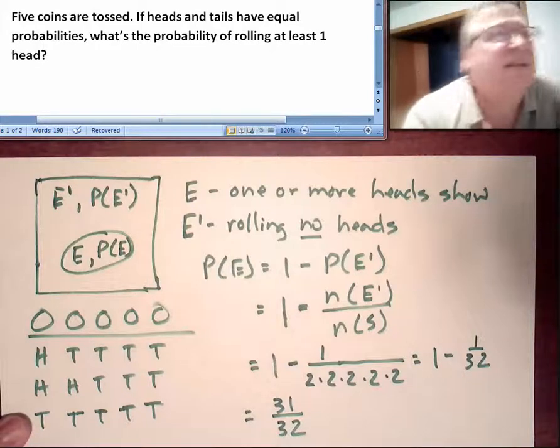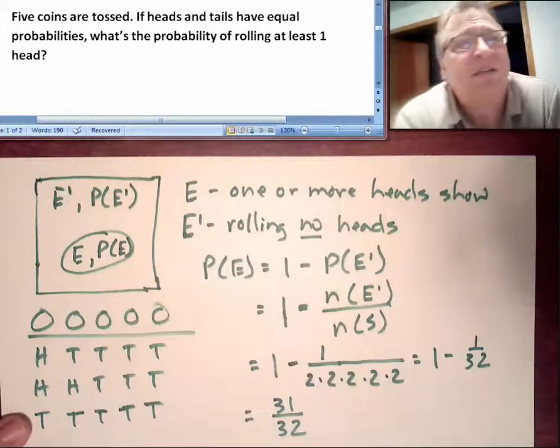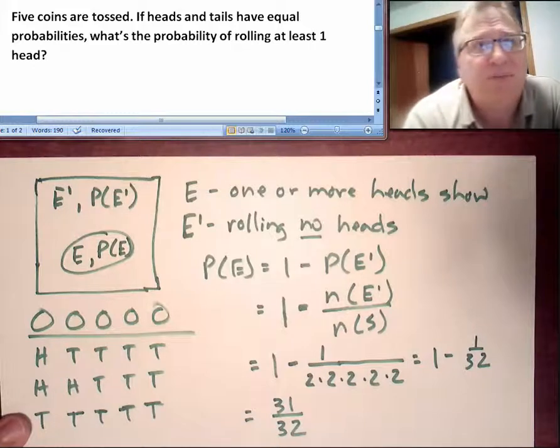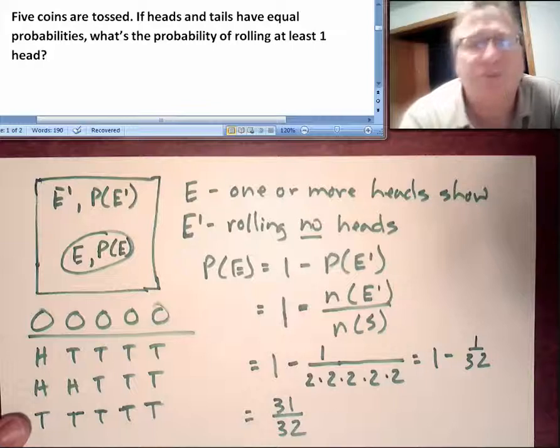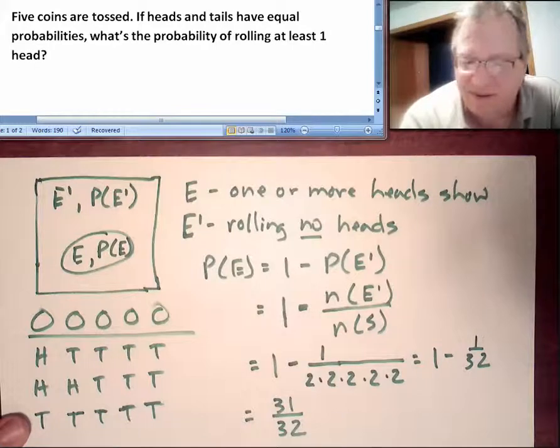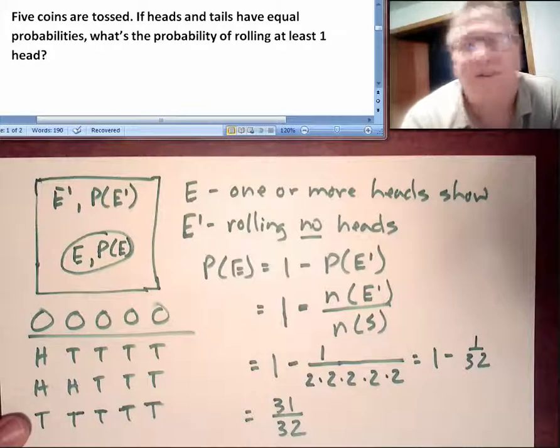Let's see if it makes sense. 5 coins are tossed. If heads and tails have equal probability, what's the probability of rolling 1 or more heads? Well, since there's only 1 way we can lose, and there's 32 possible, we have a 31/32 chance of rolling 1 or more heads.